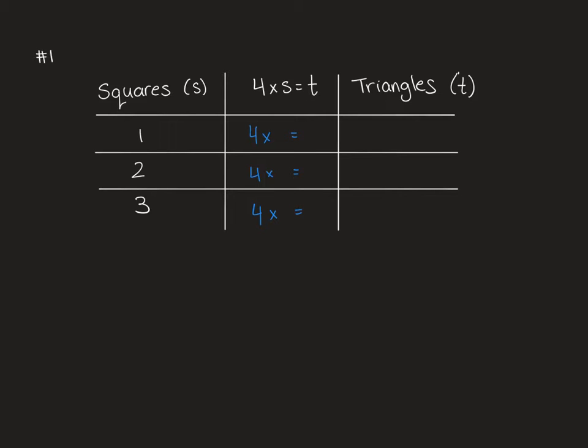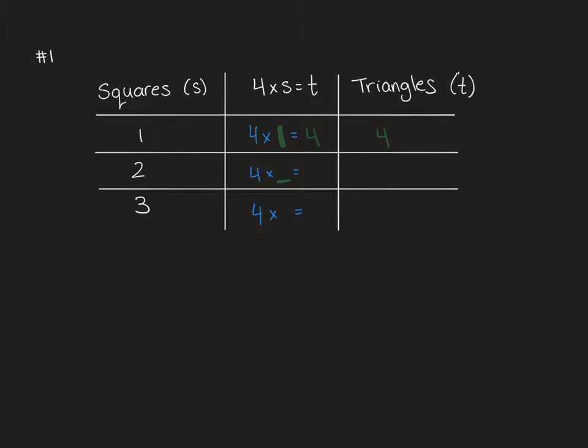Then you look and fill in the variables that match. So if this is S, then for this column we put in our S value, which is the number of squares. So we would put 4 times 1. I don't know why that is so large. 4 times 1 equals 4. So there would be 4 triangles.